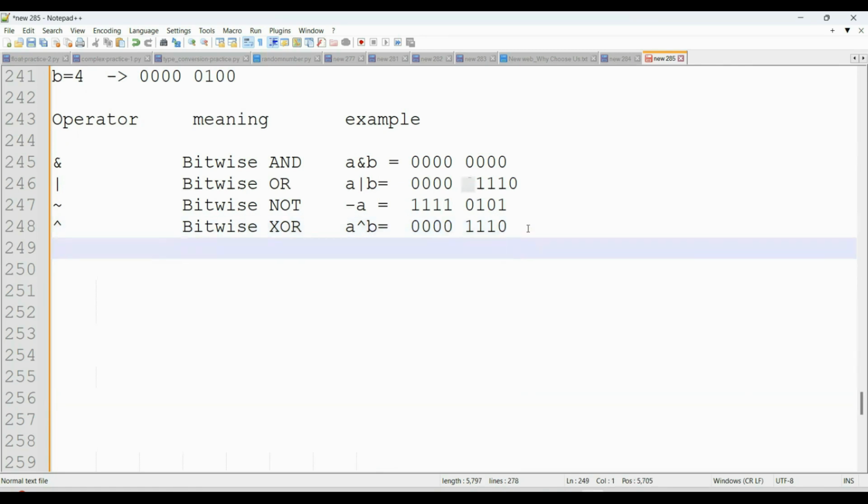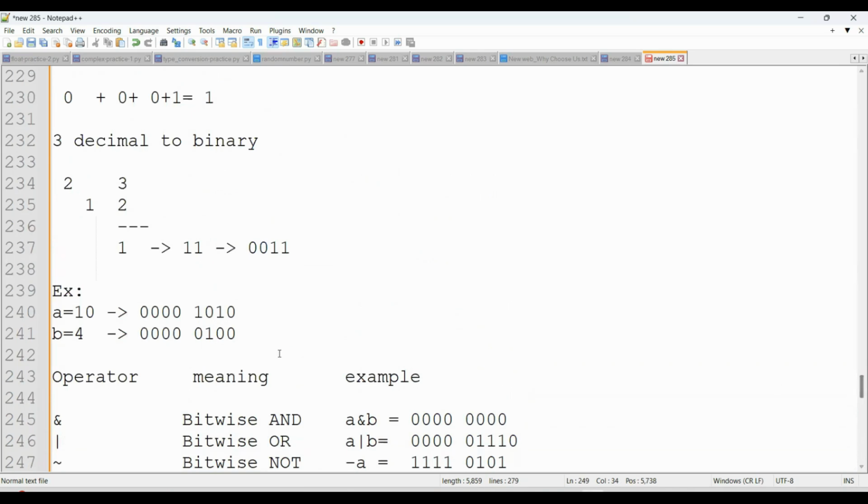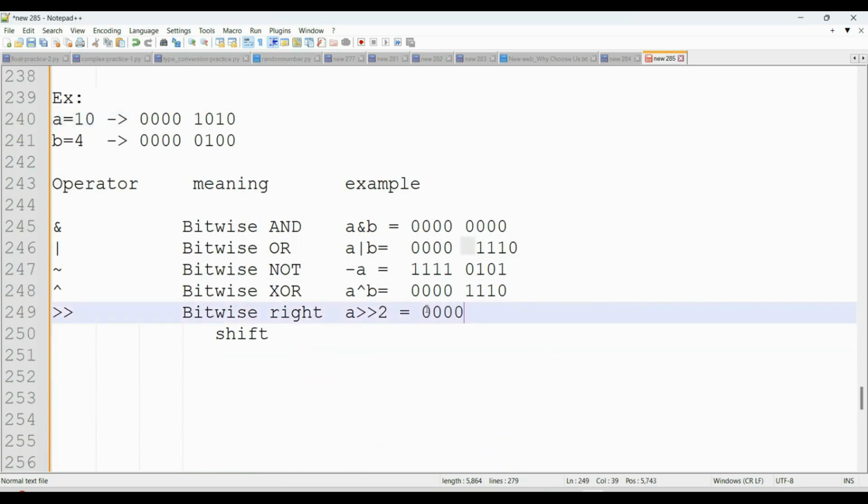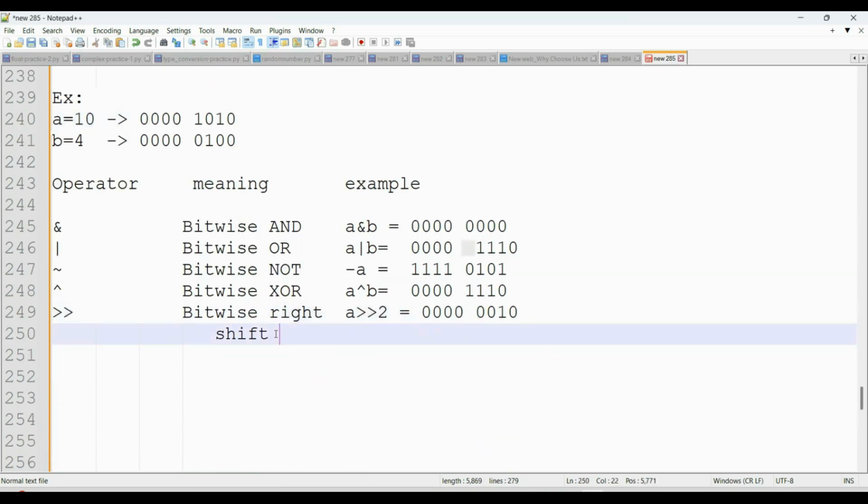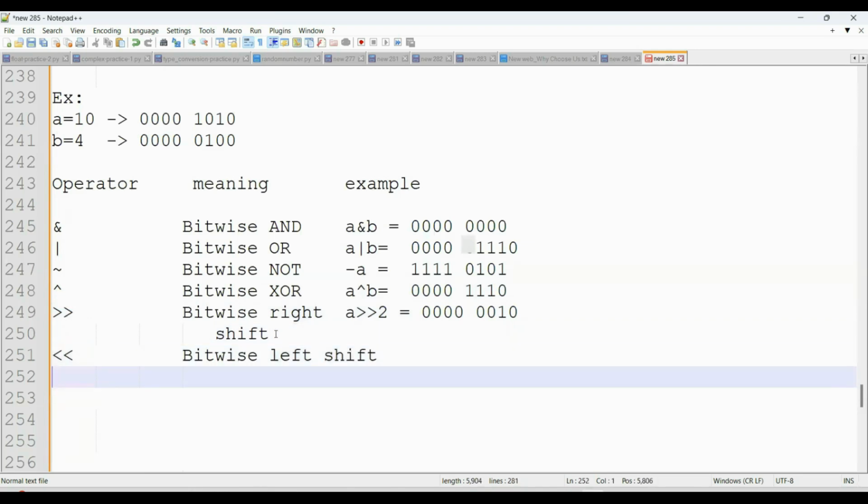Then right shift, bitwise right shift. Let's take a, for a value right shift. Two digits we need to right shift. So a is equal to 10. This is the value. On this value we need to do right shift by 2 bits. So it will become 0 0 0 0 0 0 1 0. Likewise left shift on the same value again. Left shift means two positions to the left. It will become 0 0 1 0 1 0 0.